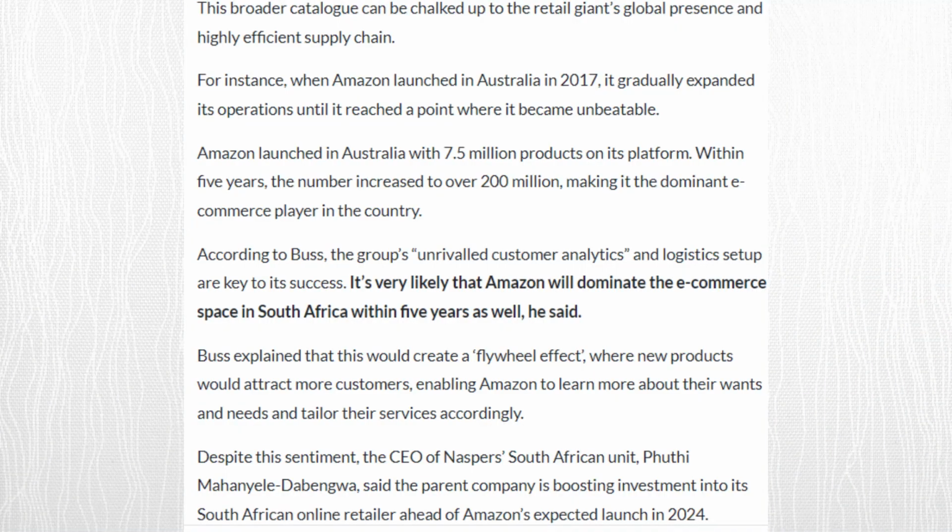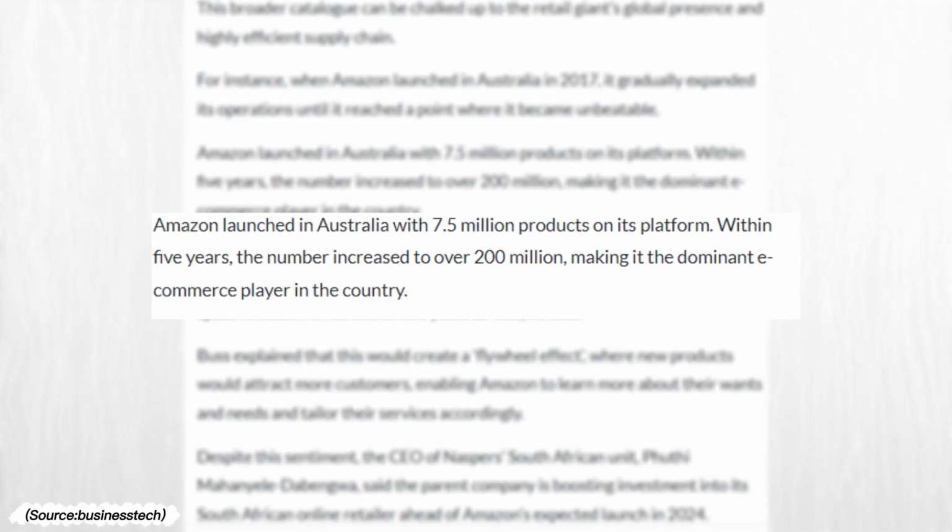Amazon has a broader range of products that its competitors don't have, and this will give it an edge over the local giant Takealot. Just like how Amazon did in Australia, it looks like it's planning to do the same in South Africa. Amazon launched in Australia with 7.5 million products on its platform. Within 5 years, the number has increased to over 200 million, making it the dominant e-commerce player in the country.